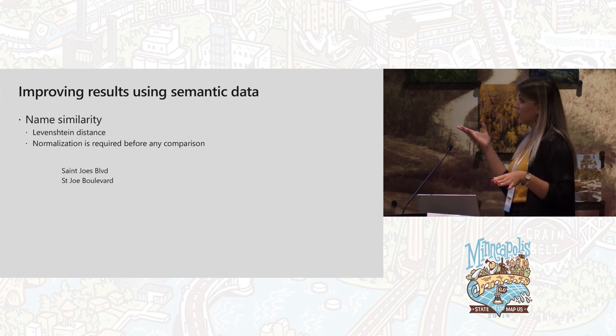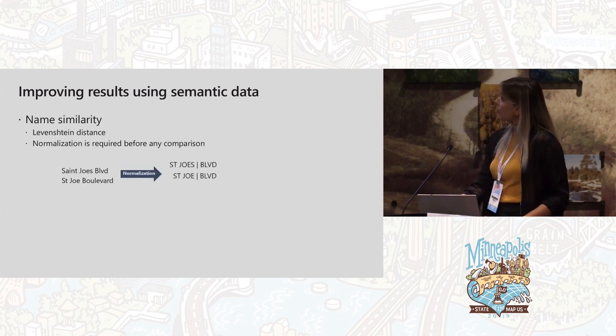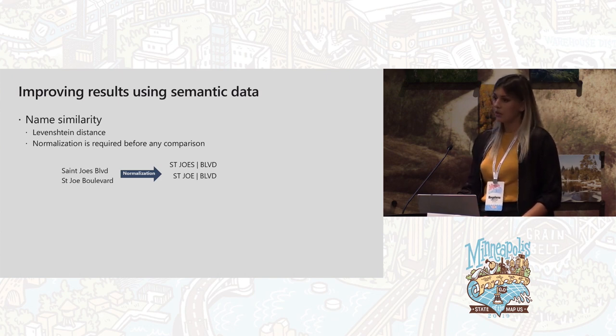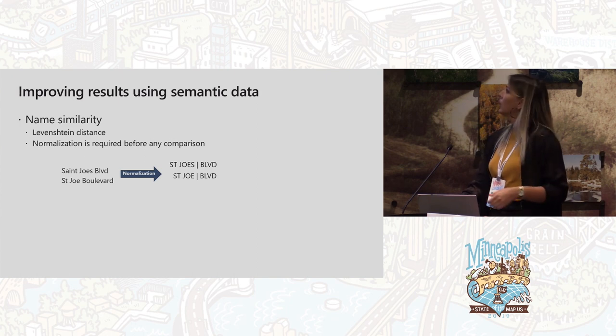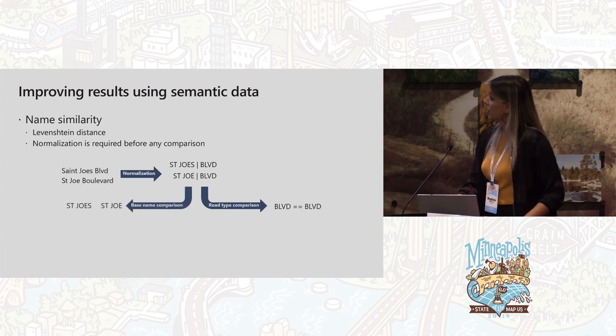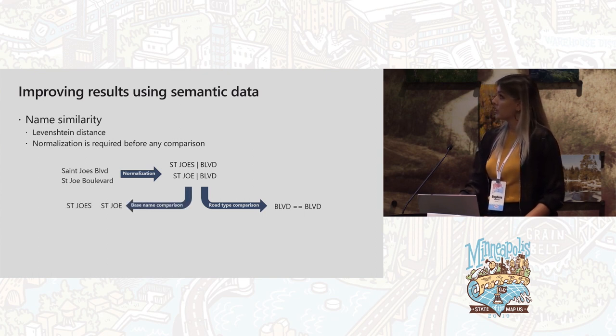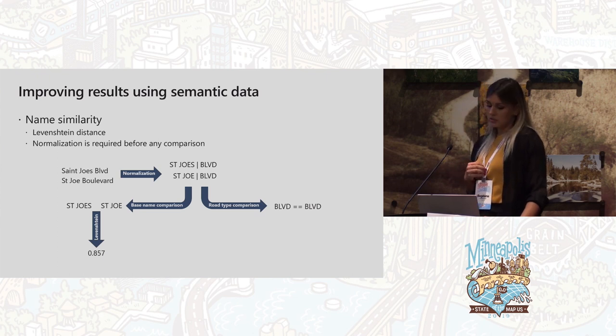So you can see an example here of St. Joe's Boulevard in two different data sets. After we normalize it, we get something like this. We get the base name and the road type. We do not currently compare the road type. I think we just do equality, but we compare the base name. I mean, this definitely can be improved. So we calculate Levenshtein distance. It's a fairly simple algorithm, and we also normalize that value, get a score, and I'm not sure what is the current value of our threshold for that.